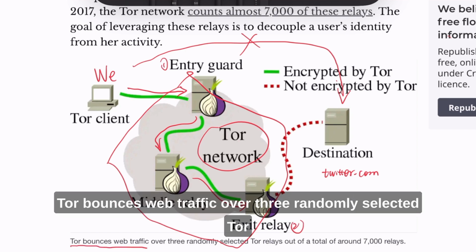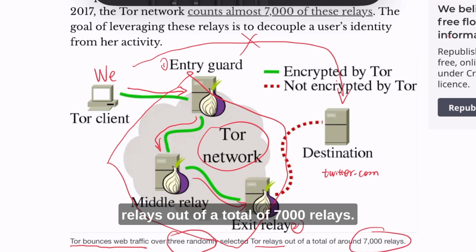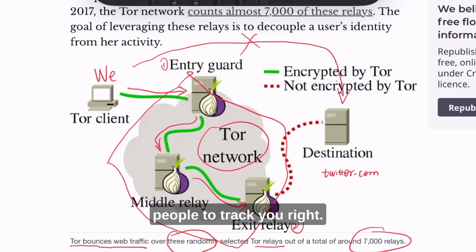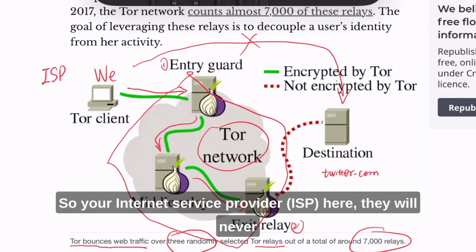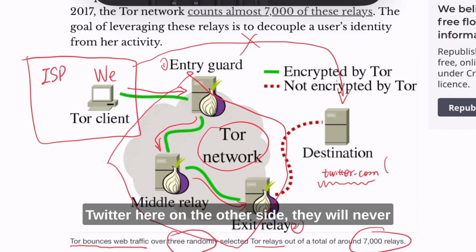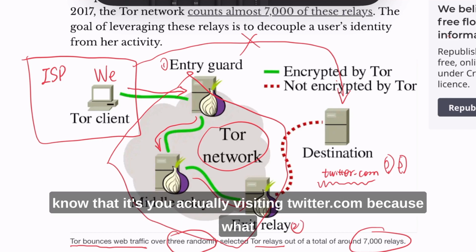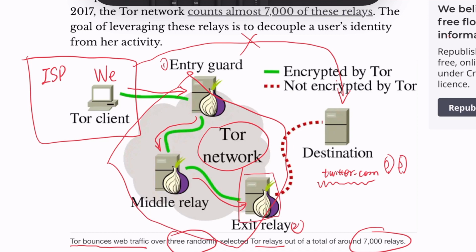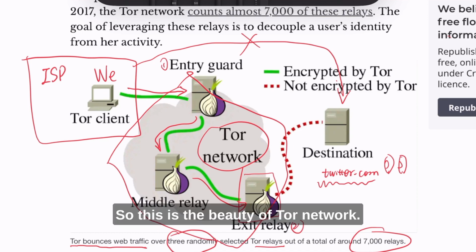Tor bounces web traffic over 3 randomly selected Tor relays out of a total of 7,000 relays, which makes it extremely difficult for people to track you, right? So your internet service provider here, they will never know that you are going to visit twitter.com. And Twitter here, on the other side, they will never know that it's you actually visiting twitter.com, because what they can see is only this guy. So this is the beauty of the Tor network.